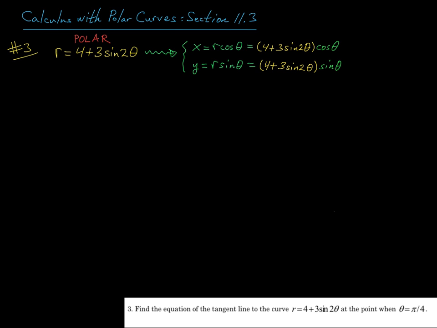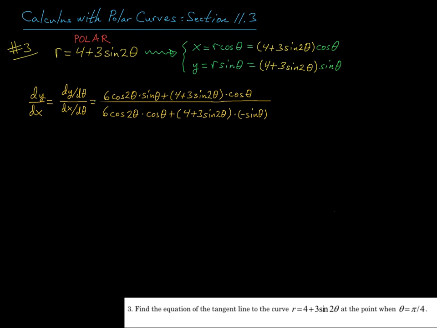So since x is r cosine theta and r on our curve is 4 plus 3 sine of 2 theta, x then is 4 plus 3 times the sine of 2 theta times the cosine of theta. And likewise, y is 4 plus 3 sine 2 theta times sine theta. All right, cool. So now to compute dy dx, a little messier here, but it's the same idea: dy d theta over dx d theta.